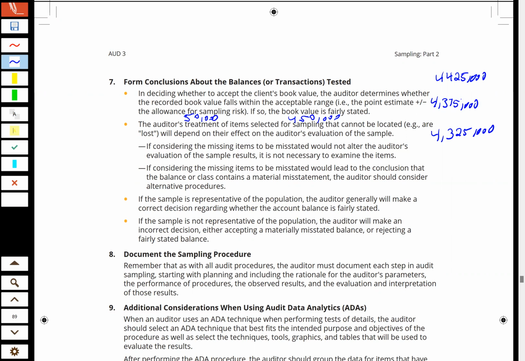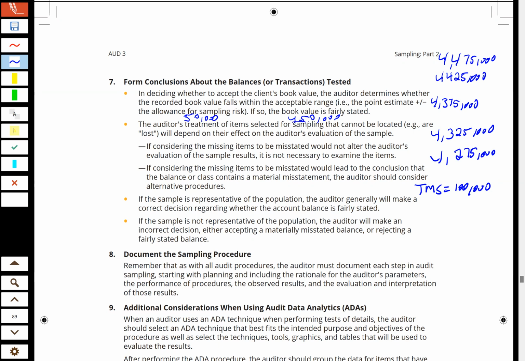Okay, good. Now let's say the tolerable misstatement equals 100,000. That means that I'm willing to go on this account balance as high as what? 4,475. And I'm willing to go as low as what? 4,275. Yeah, that's correct. Somebody say it for me. 4,275, thank you.